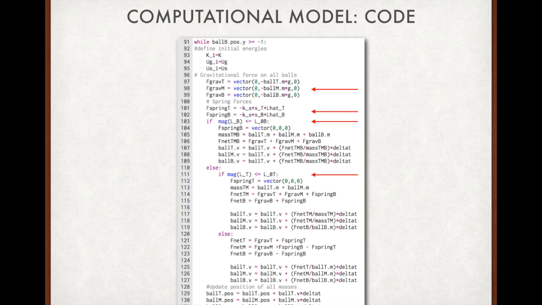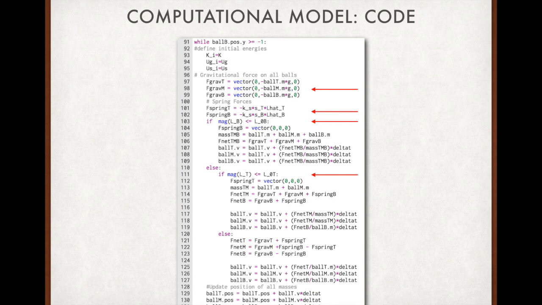My second condition is for when the magnitude of the length of the top spring is equal to or less than the top spring's relaxed length. In this case, the force of the first spring is 0, and the net force of the first 2 masses is equal to the force of gravity of the top mass plus the force of gravity of the bottom mass plus the force of the bottom spring. The net force on the bottom mass is equal to the force of gravity of the bottom mass plus the force of the spring B.